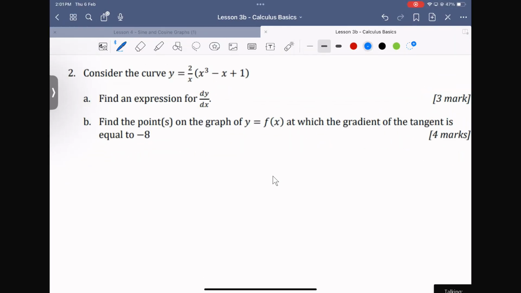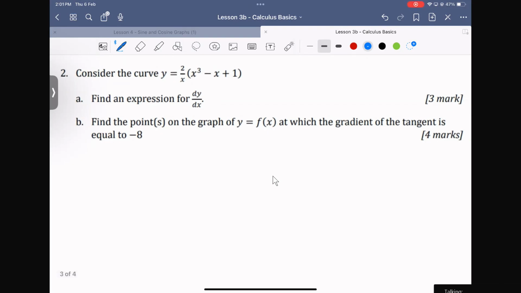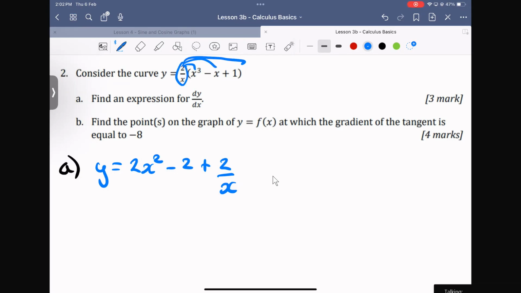So consider the curve y. Find an expression for the derivative. Ooh, so this one's a little trickier. What we need to do for this one is we're going to have to start by expanding the bracket. So to expand the bracket, we're going to get y is equal to 2x squared minus 2 plus 2 over x. So this is the function. We have to do this step here. So you're multiplying this by each of the terms inside the bracket using the distributive law.